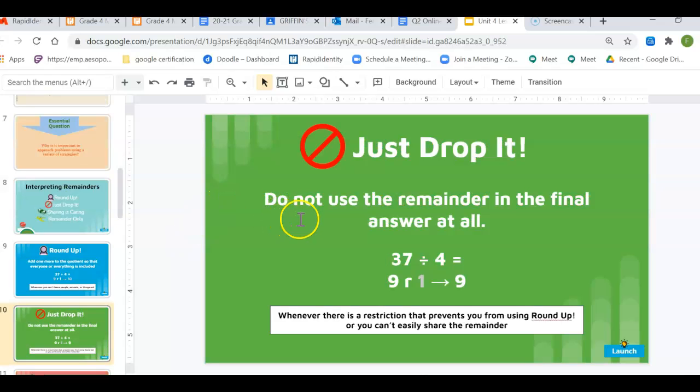Just drop it. Do not use the remainder in the final answer at all. So some situations you would have to just drop it. 37 divided by 4 equals 9 with a remainder of 1. In this situation, the answer would just be 9. So whenever there's a restriction that prevents you from using round up or you can't easily share the remainder, you would not use the remainder in that situation.